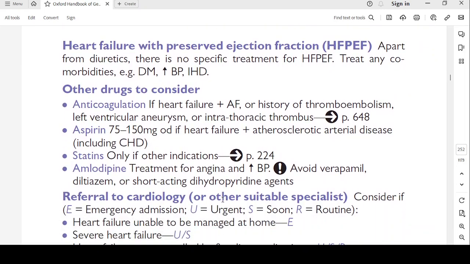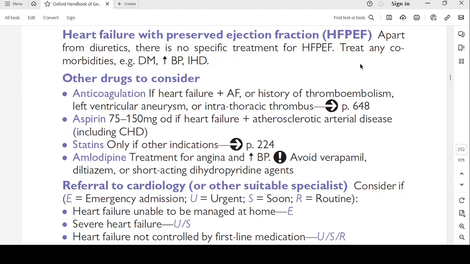Heart failure with preserved ejection fraction, HFpEF. So in this, the pumping is not damaged, but there is diastolic dysfunction. Apart from diuretics, there is no specific treatment for heart failure with preserved ejection fraction. So you only give diuretics. So in both cases of decreased ejection fraction and preserved ejection fraction heart failure, you give diuretics. Therefore, no specific treatment for HFpEF is there. Treat any comorbidities like diabetes, increased BP, ischemic heart disease.